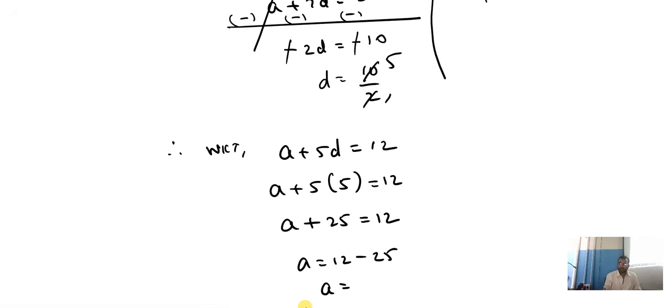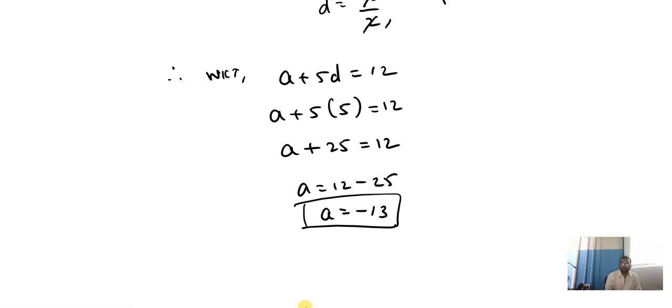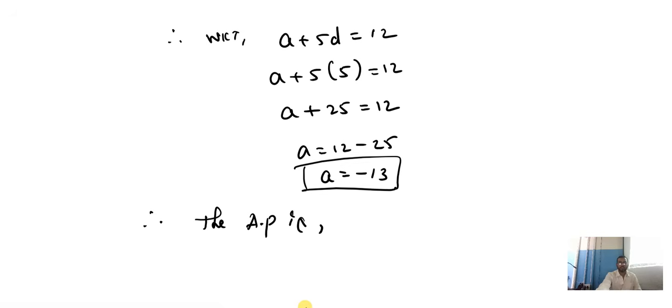A is equal to minus 13. So this is the value of A. Yes. D is 5, A is minus 13. Am I right? Yes. So what they are asking: determine the AP, they are telling. So therefore the AP is, shall we substitute the values?